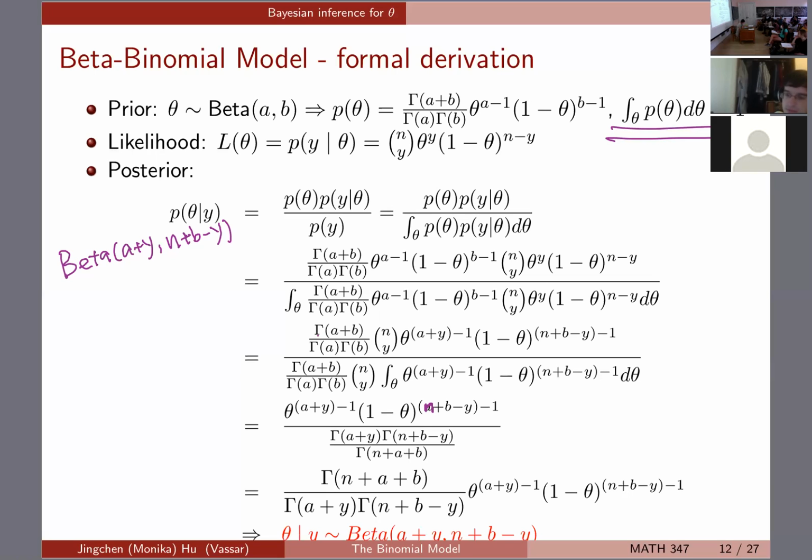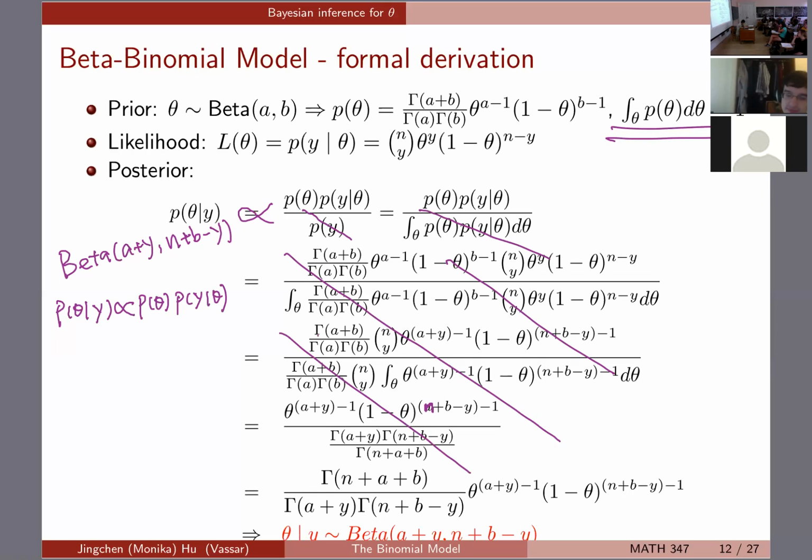So first of all, per Grant's question over here, if we start to write proportional over here, right? What does that mean? We don't care about this y, and we don't care about all of the rest, pretty much. What we have is beta, and we can also ignore all of these constants, right? So what we're simply having is theta raised to a minus 1, 1 minus theta raised to b minus 1, and the data, I can ignore the choose function as well, because it has nothing to do with theta. So here I have theta raised to y, 1 minus theta raised to n minus y. And now I can use the equation over here.